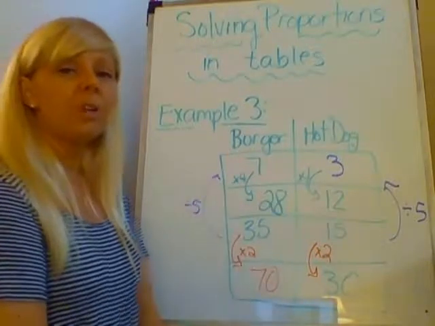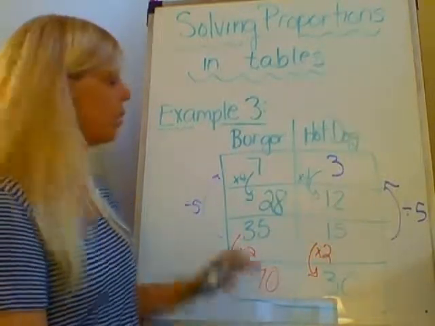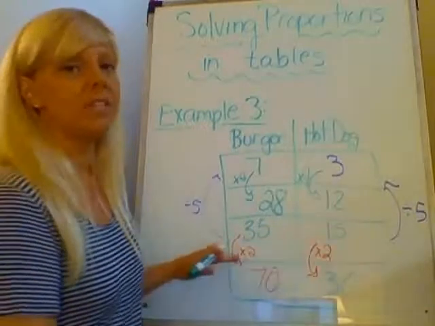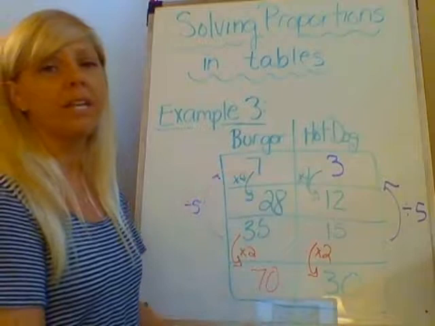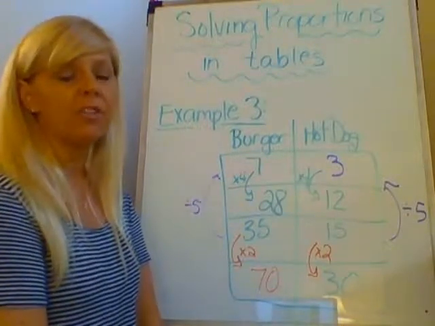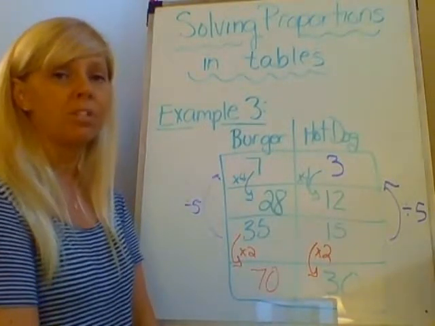So again, when we're using proportions and tables, we need to figure out where our beginning ratio is. So in this case, it was 35 and 15. And we move up and down accordingly, figuring out what's being multiplied or divided to figure out what my missing numbers are going to be.